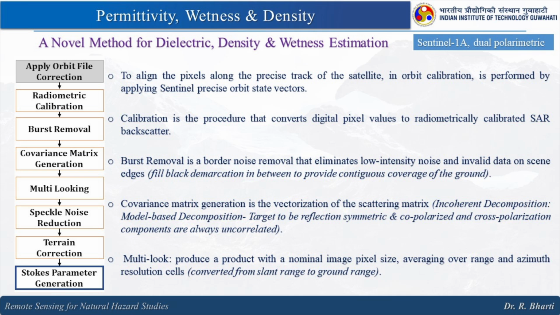Then burst removal, which is a broader noise removal that eliminates low intensity noise and invalid data or scene edges. Then comes the covariance matrix generation, which is the vectorization of the scattering matrix, right. Then comes the multi-look, which produces a product with a nominal image pixel size by averaging over range and azimuth resolution cells, right. Then we have done the speckle noise reduction and terrain correction. These are the standard procedures. Then the novelty comes here in the Stokes parameter generation.